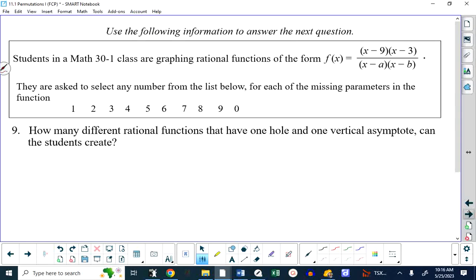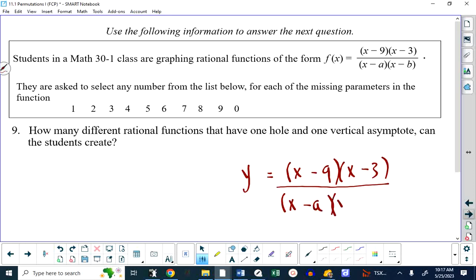So let's take a look at the next question. In a math class, we are graphing rational functions that look like that. X minus 9 times x minus 3 over x minus a times x minus b. And we're allowed to put any digits in for a and b. Any. With a condition. We need to create a rational function that has one hole and one vertical asymptote.